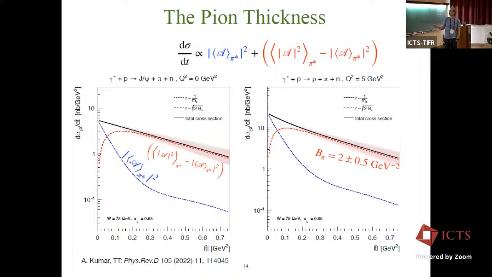And this is for rho production. We see maybe a little bit more of a hint of two slopes here, but it's not very clear here either. But anyway, we can use the thickness function in this way to make predictions about the pion leading neutron events at EIC and at HERA.